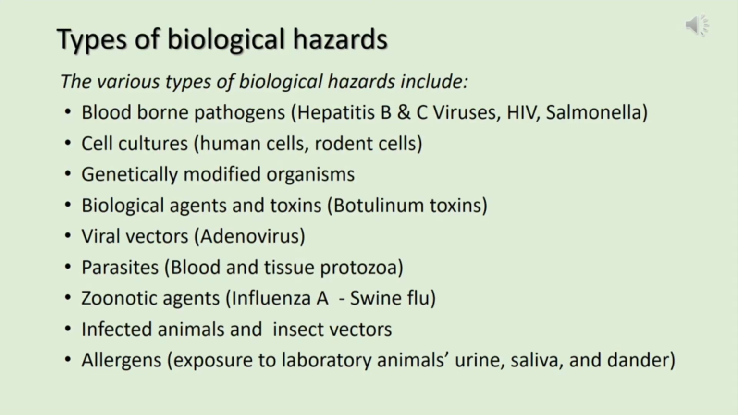And there are infected animals or insect vectors, and also allergens. For example, if people are working with laboratory animals and are consistently exposed to the animals, then the urine or saliva can trigger allergic reactions. So all these are different types of biological hazards. You don't necessarily have to remember the examples. Examples are given for your information and for you to understand the concepts.